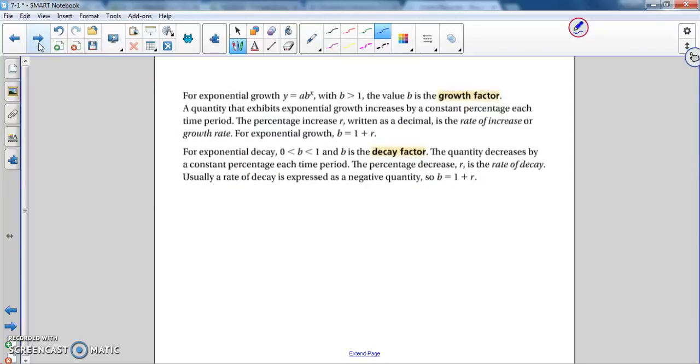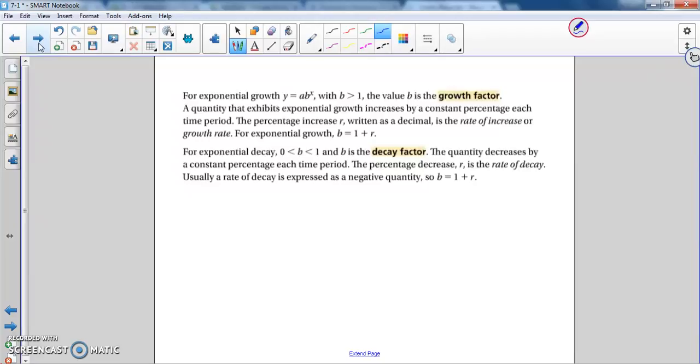For exponential growth, y is equal to a times b to the x power, with b greater than 1. The value b is our growth factor. A quantity that exhibits exponential growth increases by a constant percentage each time period. The percentage increase r, written as a decimal, is the rate of increase or growth rate. For exponential growth, b is equal to 1 plus r.